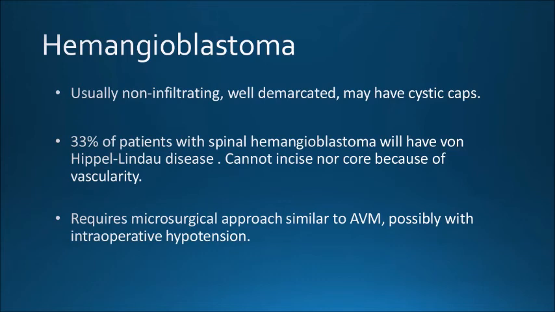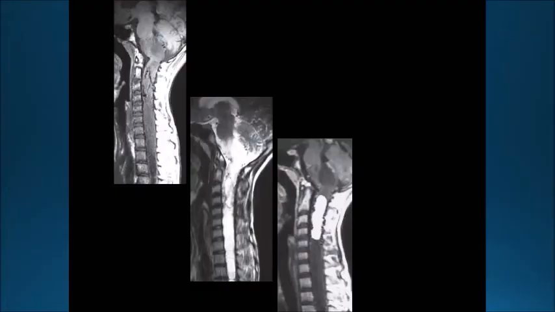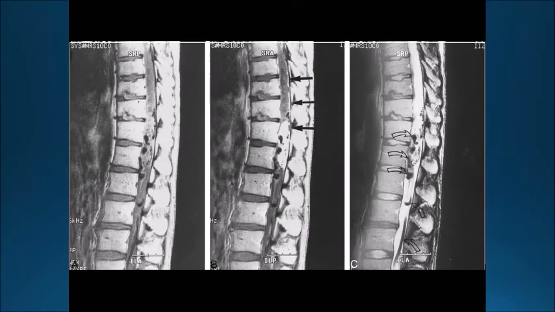So these are highly vascular spinal cord tumors, and there are high chances of hemorrhage on excision. They require a microsurgical approach similar to AVM, where we take the blood supply before excising the spinal cord tumors. Here you can see these spinal cord tumors with the vascular anatomy. Another spinal cord hemangioblastoma with many vascular structures within the spinal lesion.